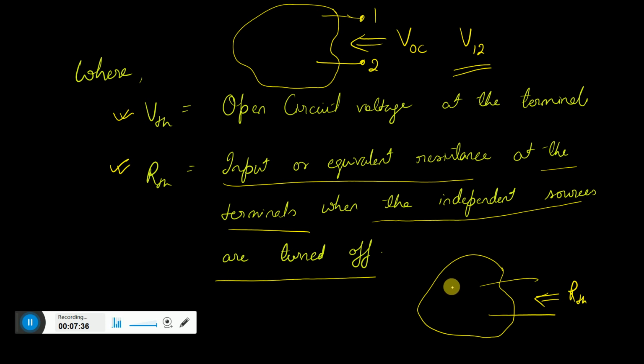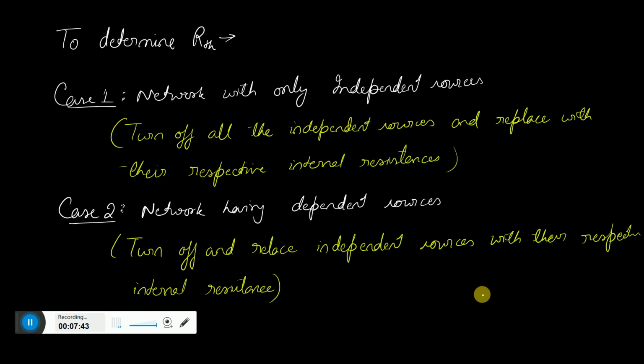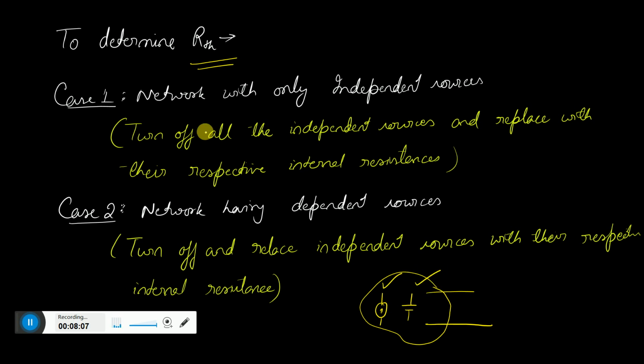You can find the equivalent resistance, but if there is a current source or voltage source, what to do with it? That is how we need to understand a bit more of RTH. First, a network with only independent sources. That means this network has only independent sources, like a current source or a voltage source. So if a network has only current sources and voltage sources, turn off all the independent sources.